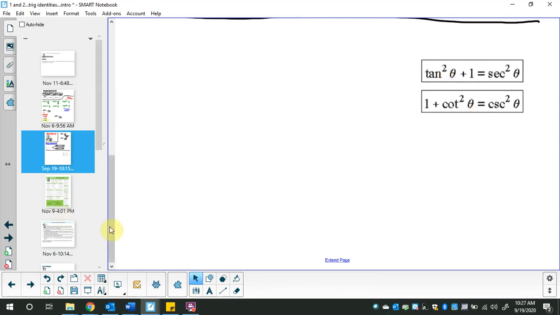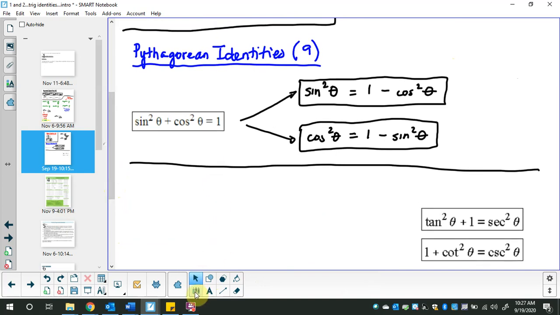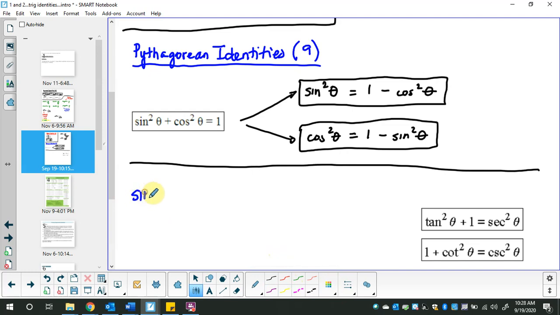So let's see which one we get first. I can't promise. It's just me doing math. So the first thing I want to do is write down, and I'm going to do this in blue, my favorite, the base Pythagorean identity.